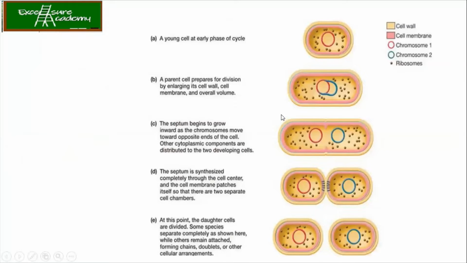This is just a figure showing how a cell is dividing. A young cell is there at the early phase. It starts getting all the nutrition required. Once the nutrition is available and the correct growth factors and environmental factors are in favor, the cell starts preparing for division by enlarging its cell wall and increasing its volume and the proteins required for synthesis. Then the septum begins to grow inward, and chromosomes move towards the opposite poles.